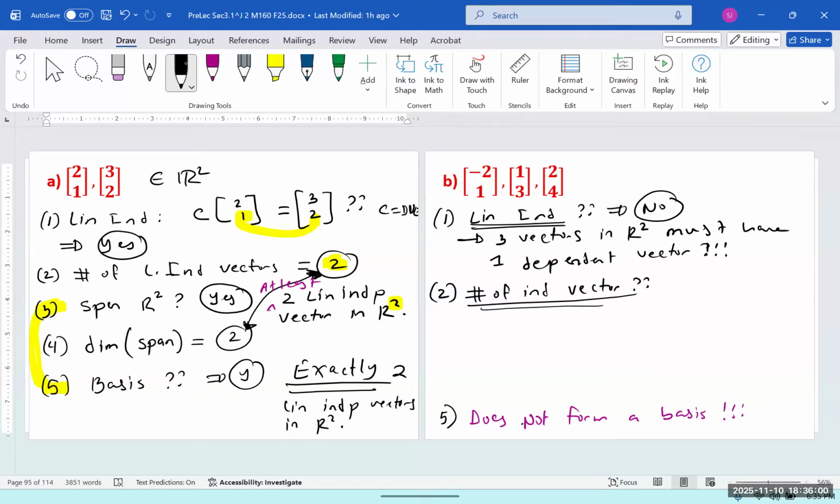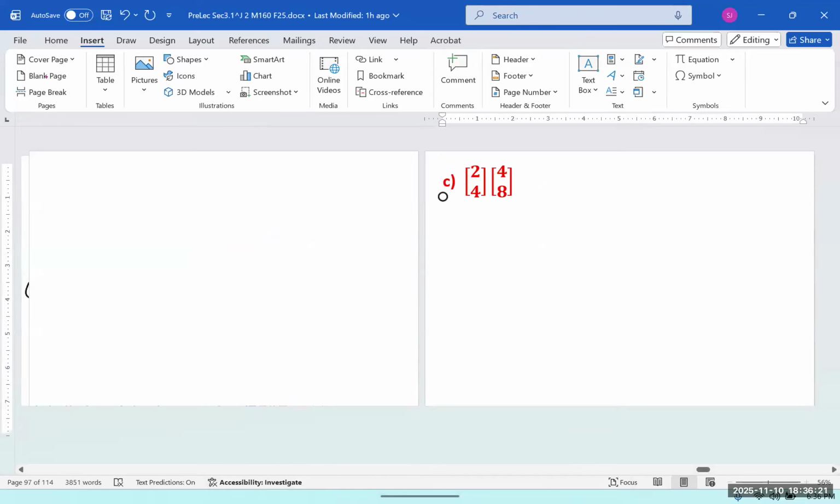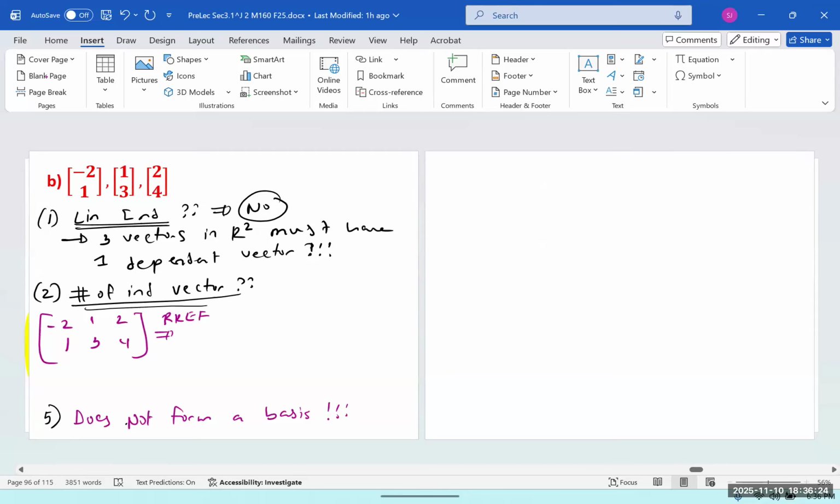You can do the echelon form. We have -2, 1, 1, 3, 2, 4. Row echelon or reduced echelon form, one of them doesn't matter. Let's do it here, on this page. -2, 1, 1, 3, 2, 4. Wait, but how do you know how many independent vectors you have? That will tell you whether they're independent or not.